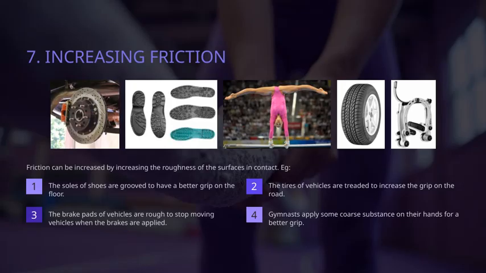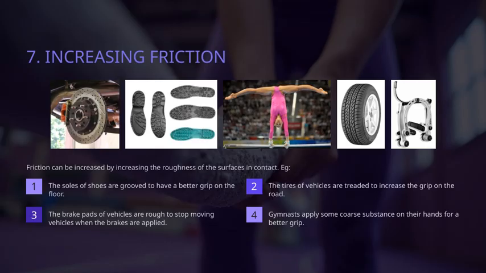When we talk about increasing friction, one of the main ways to do that is by making the surfaces in contact rougher. For example, if you look at the soles of shoes, they're often grooved. These grooves help grip the floor better, making walking or running safer and more stable. Similarly, in vehicles, the brake pads are designed to be rough. This roughness ensures that when you press the brakes, the vehicle stops effectively without slipping.